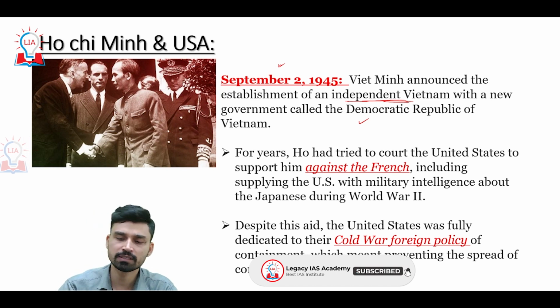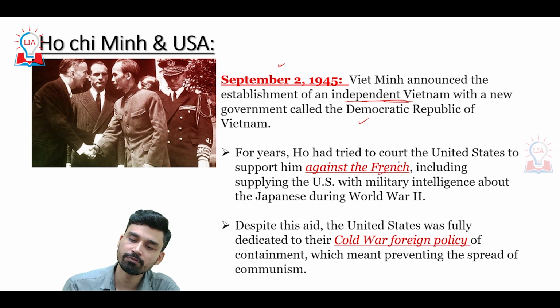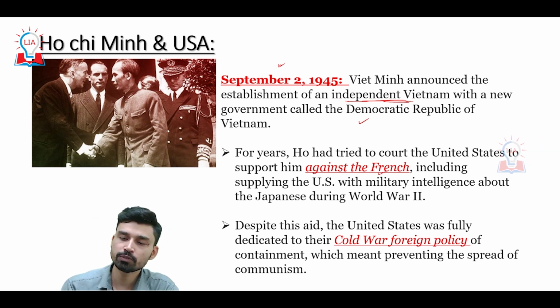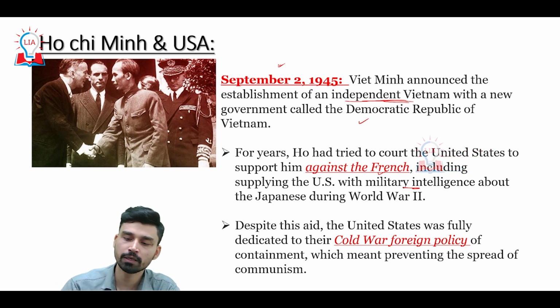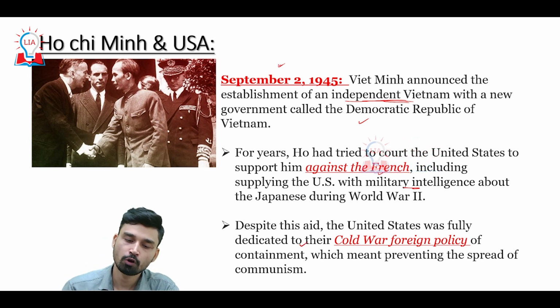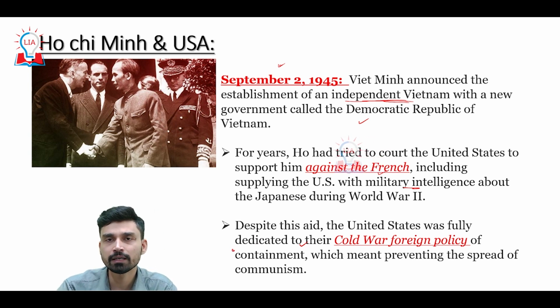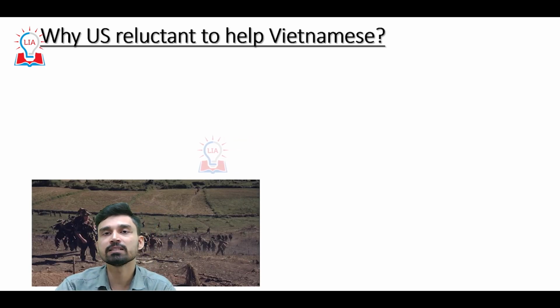For years, as we have discussed, Ho Chi Minh tried to court the United States so that the US would support him against the French, and he supplied the US with a lot of military intelligence that was very beneficial during World War II. However, despite this help, the US was fully dedicated to its Cold War foreign policy of containment. The policy of containment was aimed at preventing any further spread of communism from the Soviet Union.